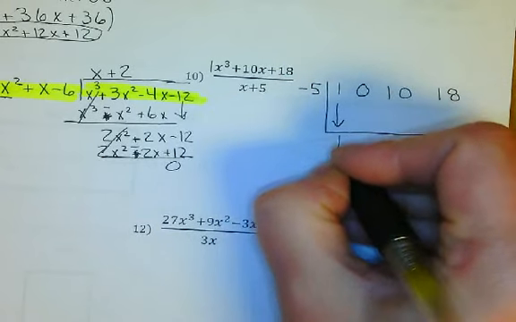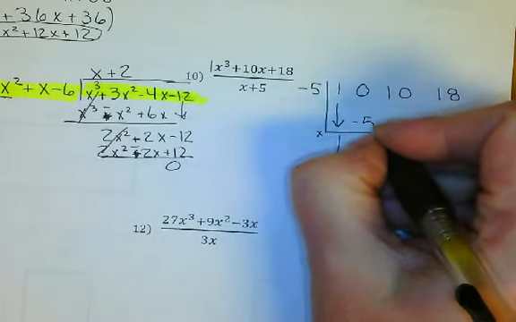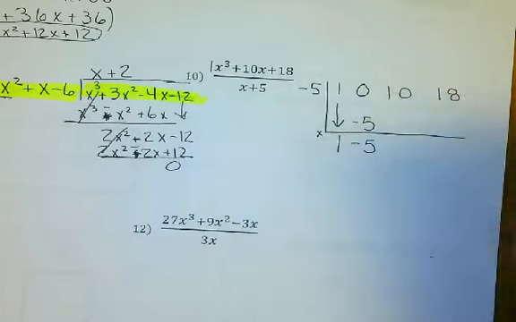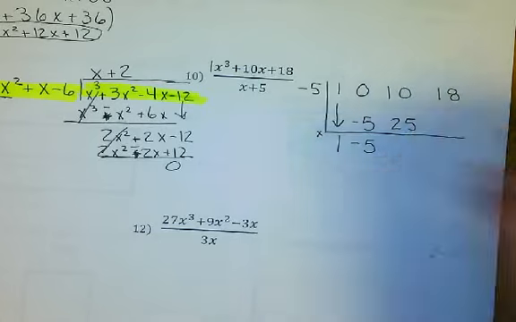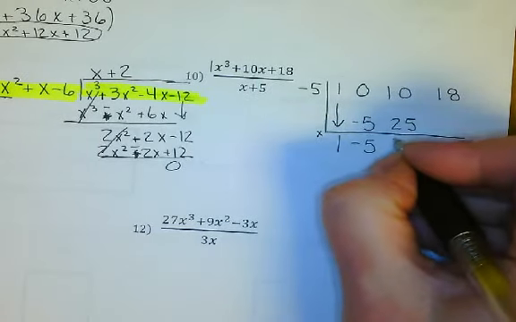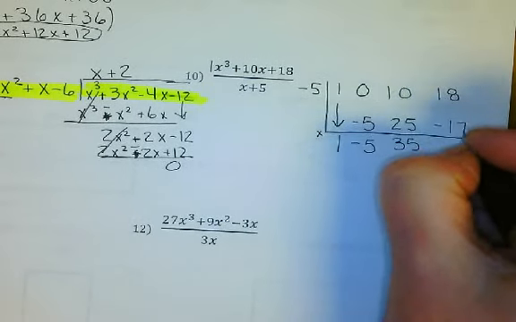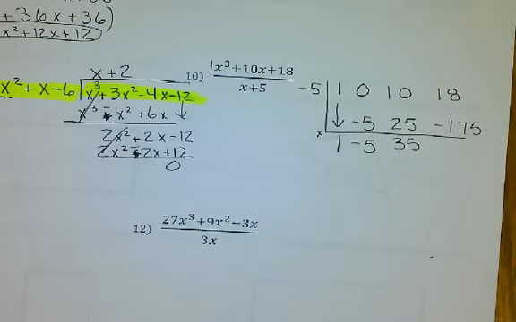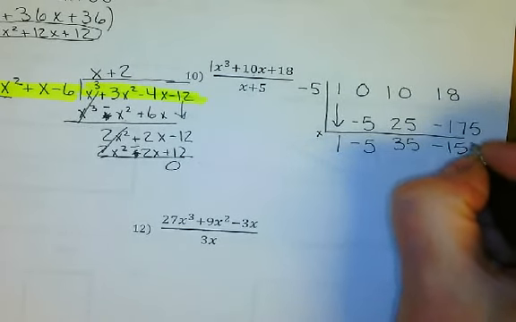Okay, I'm going to drop the 1. I'm going to put a little multiplication sign there, just to remind yourself that you're multiplying. So negative 5 times 1 is negative 5. And then if I combine that, I get negative 5. Negative 5 times negative 5 gives me 25. And 10 plus 25 is 35. And then negative 5 times 35 is negative 175. And here, I'm then going to combine, I think it's negative 157.